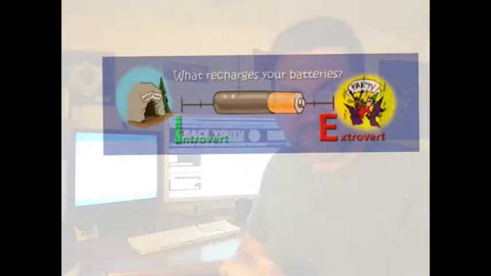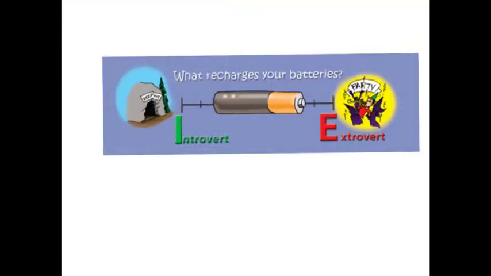Difference between introverts and extroverts. So here we have the difference between the I and the E. And the real question here, you see this is a battery. And what this question really is about is not whether somebody's outgoing or not, but what recharges your batteries.